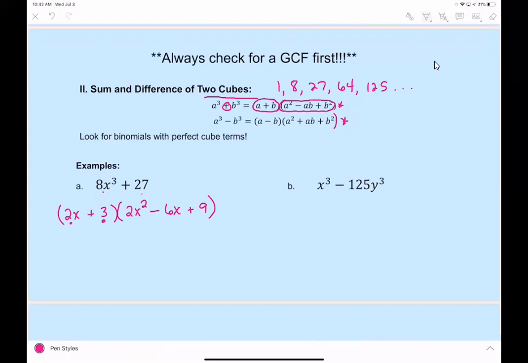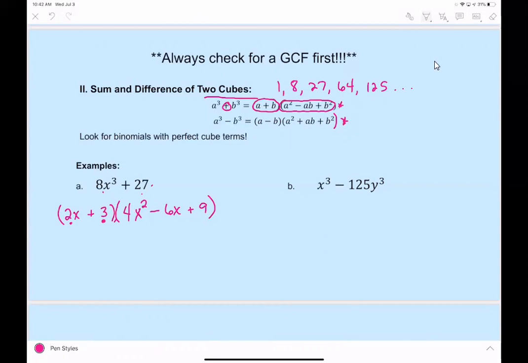Sorry, I missed, this should not be 2x, it should be 4x squared. I didn't think that looked right. 4x squared. So now we have our factors. Now you could distribute these out to see if it matches up. But what happens is once you distribute it out, things start canceling out, and you're left with a perfect cube, a sum of 2 cubes.